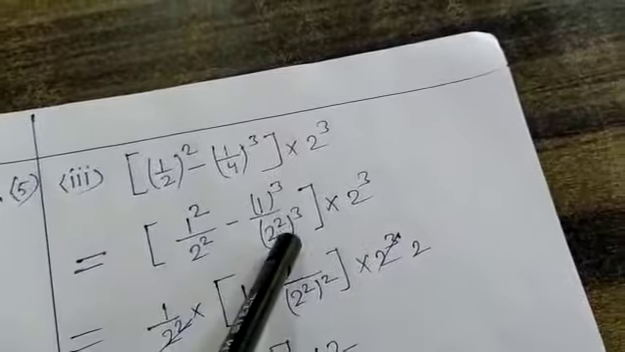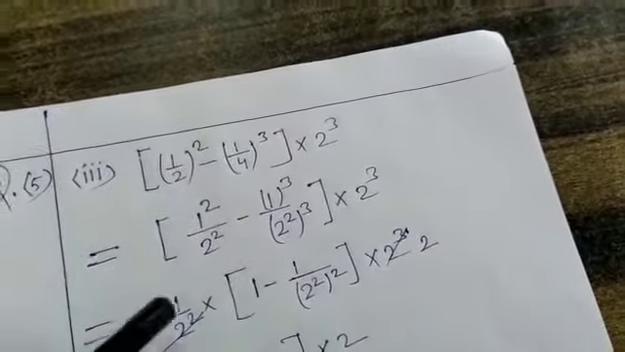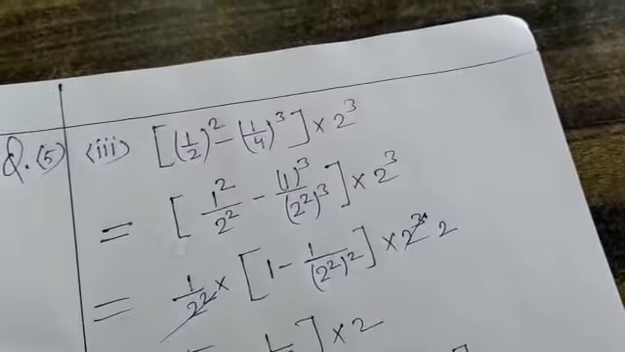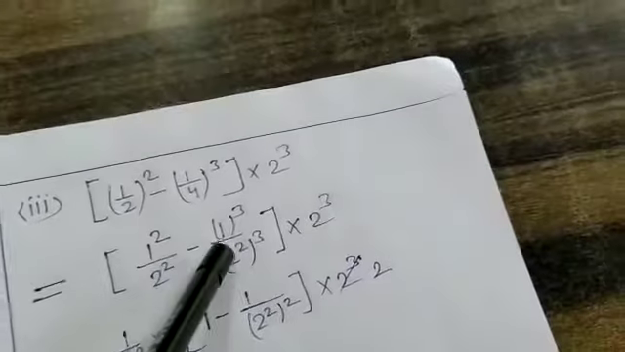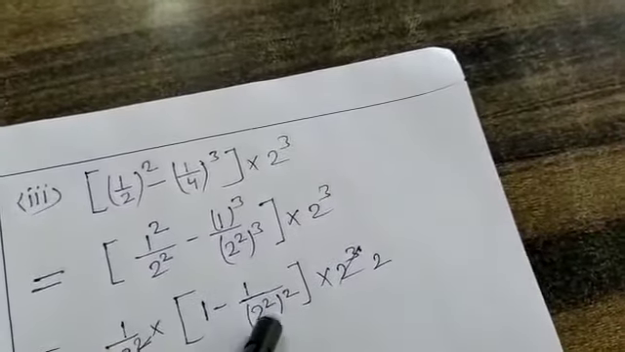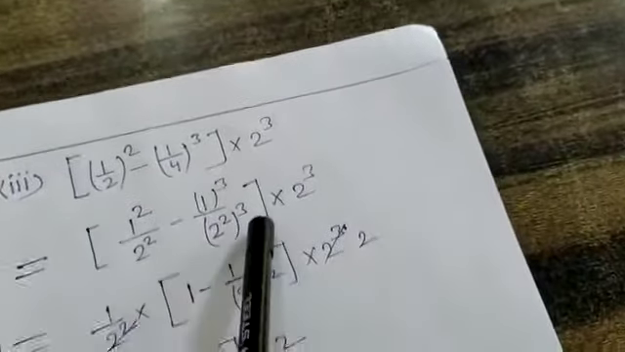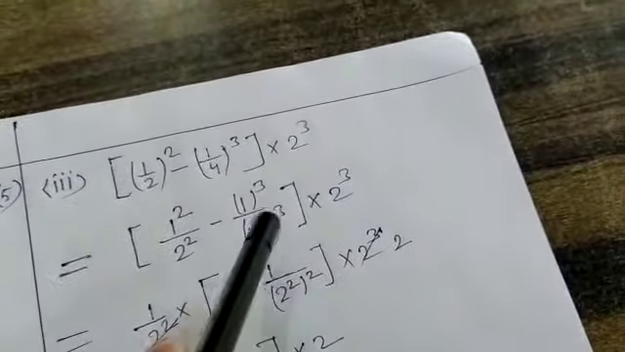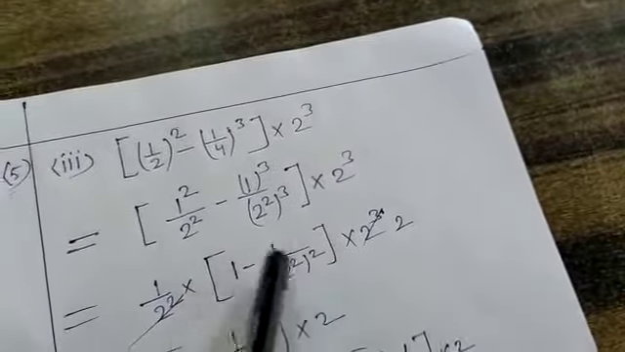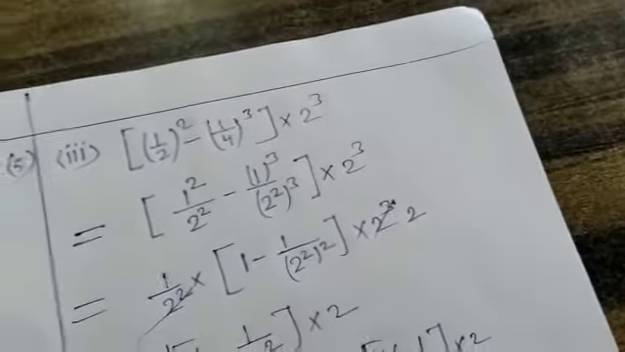Now 1 by 2 square is present in both. Here 2 square is present and here 2 square is also present. So we'll take 1 by 2 square as common. Then from here 1 will remain, and from here 1 by 2 square to the power 2 will remain, because here the power of 2 square was 3. So if you take 1 by 2 square, then power 2 will remain. So 1 by 2 square whole to the power 2 will remain.